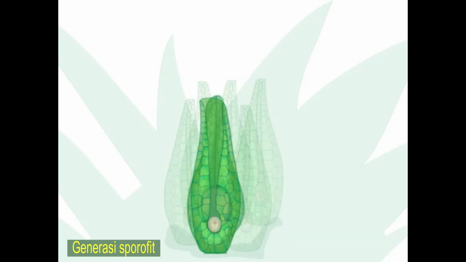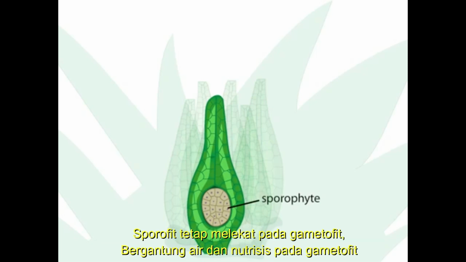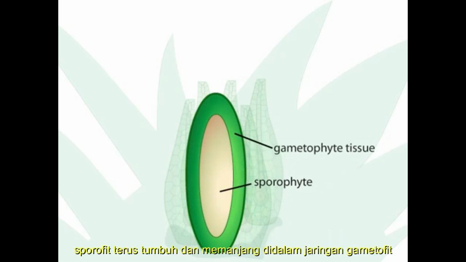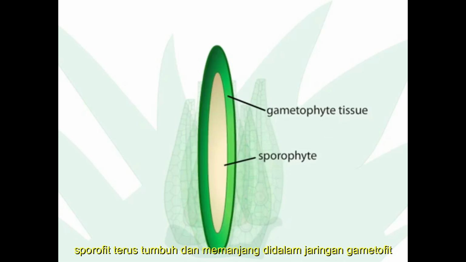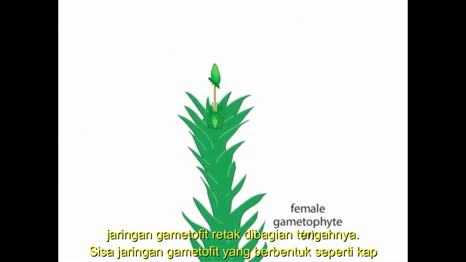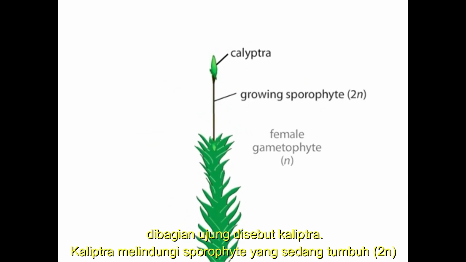The zygote divides by mitosis and grows into a multicellular sporophyte. During the life of the sporophyte, it remains attached to the gametophyte and depends on the gametophyte for water and nutrients. As the sporophyte continues to grow and elongate, the surrounding gametophyte tissue keeps pace, but eventually cracks at its middle. The remaining hood-like tissue at the tip, called the calyptra, protects the growing sporophyte.